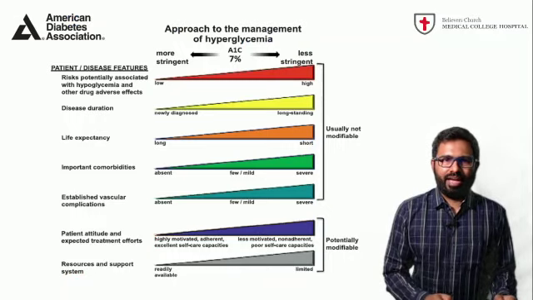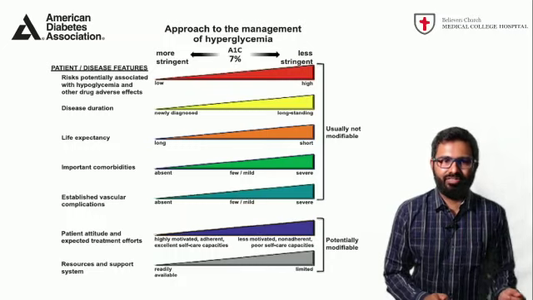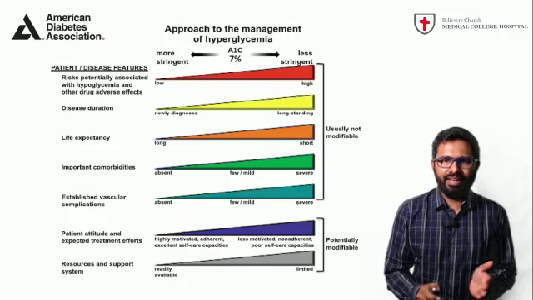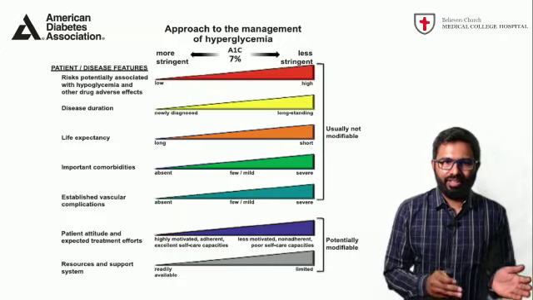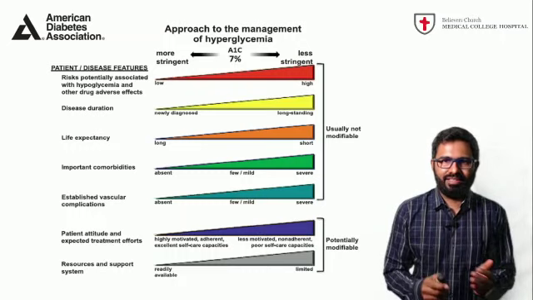This is a figure given by American Diabetic Association. If patient is prone for hypoglycemia, less strict control. If the diabetic duration is high, less strict control. Obviously, CKD diabetic nephropathy patient has long duration of diabetes. Low life expectancy, less strict control. CKD reduces the life expectancy. Important comorbidities, less strict control. CKD patients usually have other comorbidities too. Established vascular complications, less stringent control.